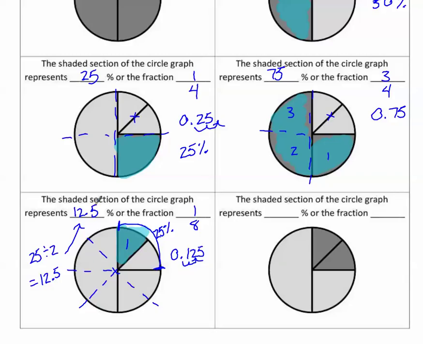And then the last one, we're talking about this piece here. So that's 2 of those 12.5s, or you can just look at it as the fourths. So you could do 2/8 or 1/4. Either one would be fine, but they both represent the 25%.